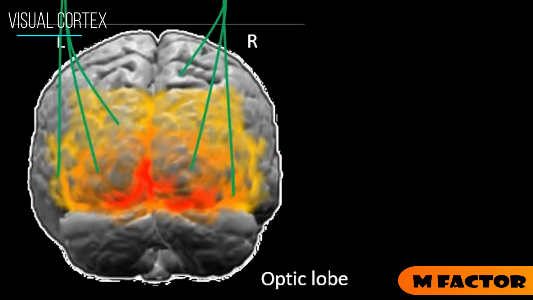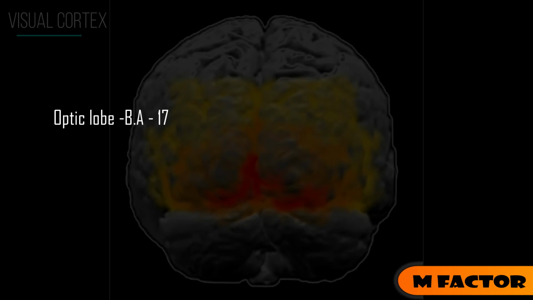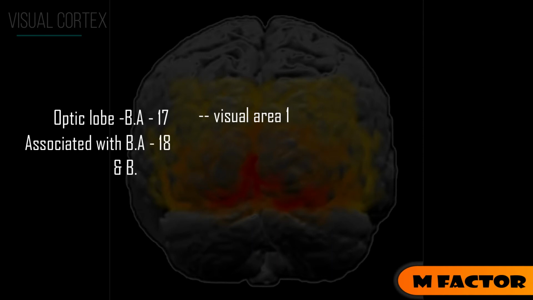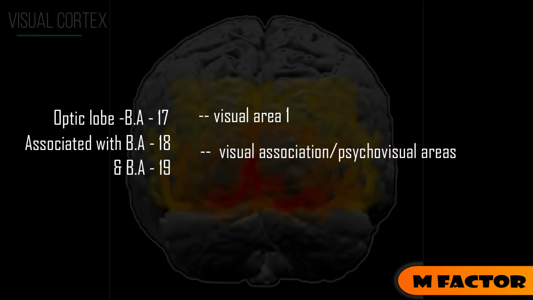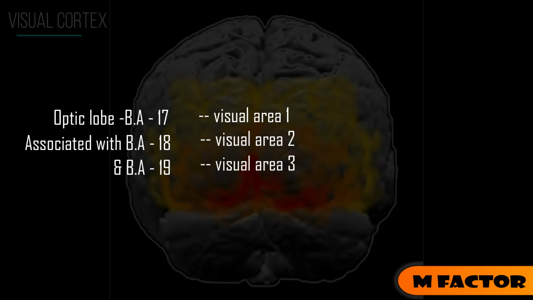Brodmann's area 17 contains the first visual area or visual area 1. It is continuous with Brodmann's area 18 and Brodmann's area 19, which are also known as visual association or psychovisual areas, since the geniculocalcarine tract terminates in this area also. Therefore, these areas are also known as visual area 2 and visual area 3.